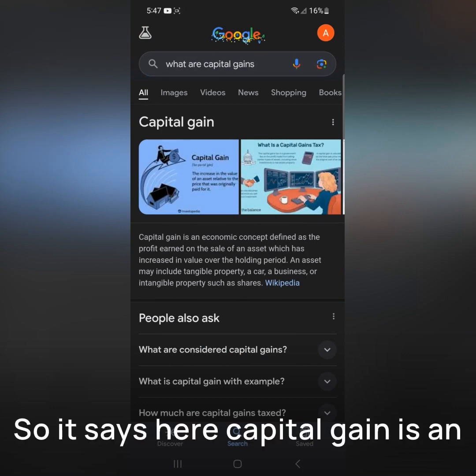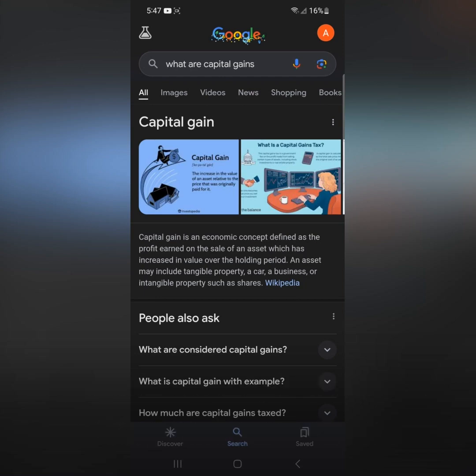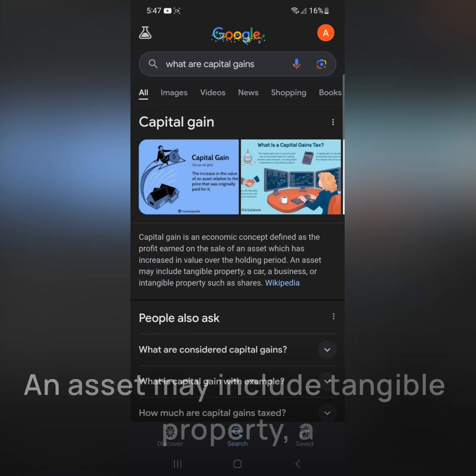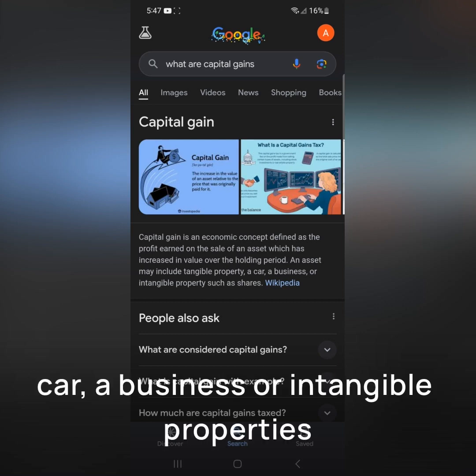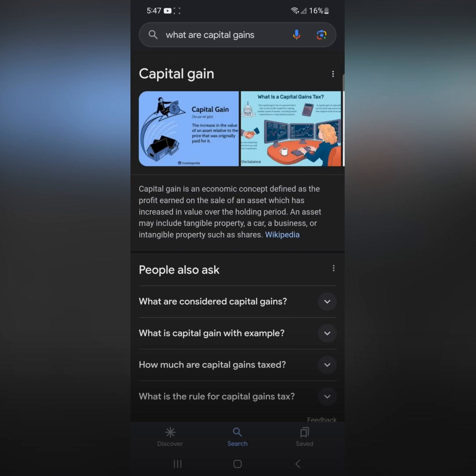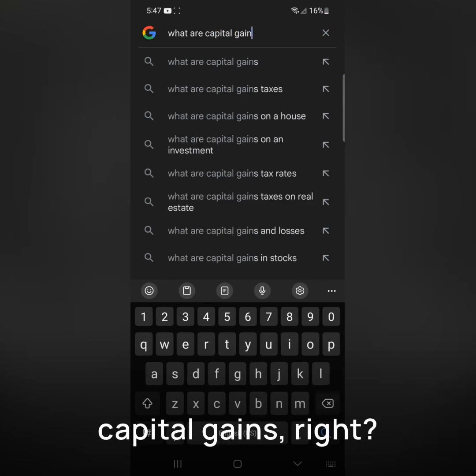So it says here, capital gain is an economic concept defined as the profit earned on the sale of an asset which has increased in value over the holding period. An asset may include tangible property, a car, a business, or intangible property such as shares or stocks, right? And then that's capital gains, right?